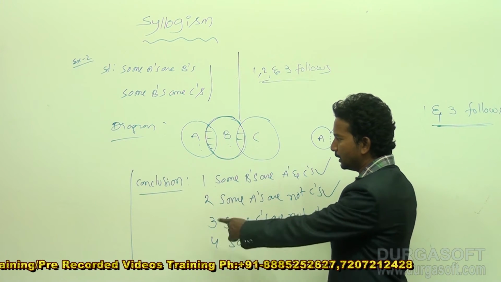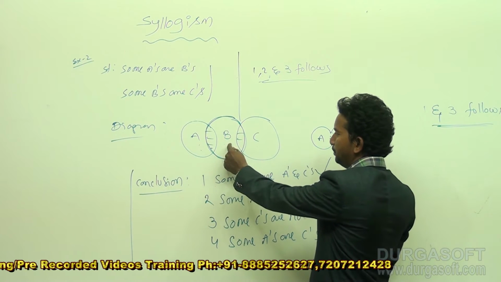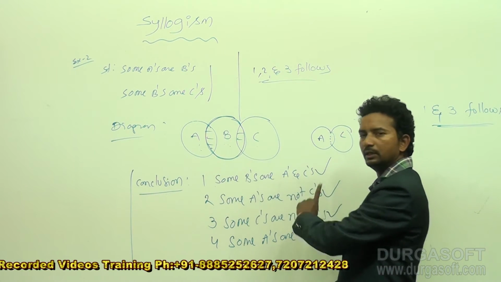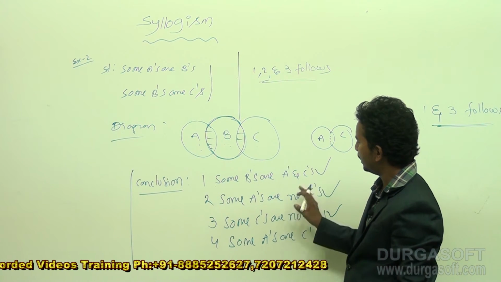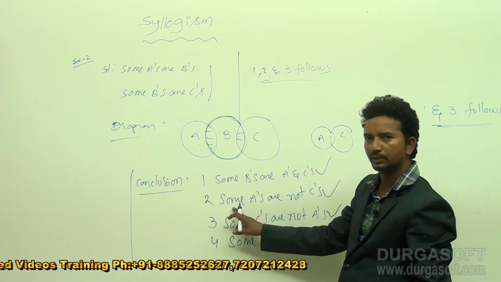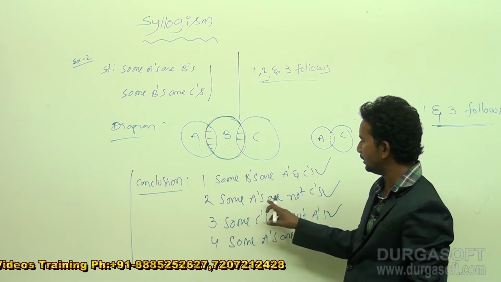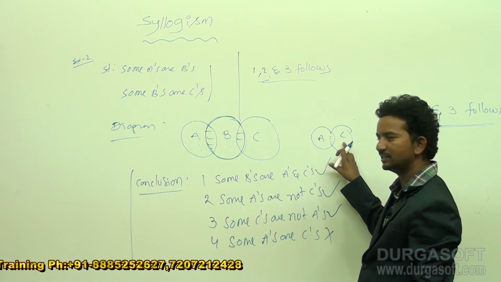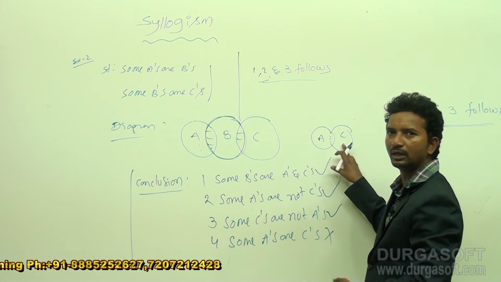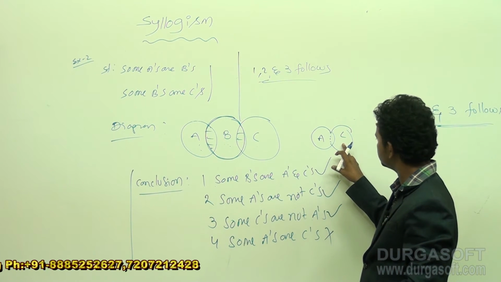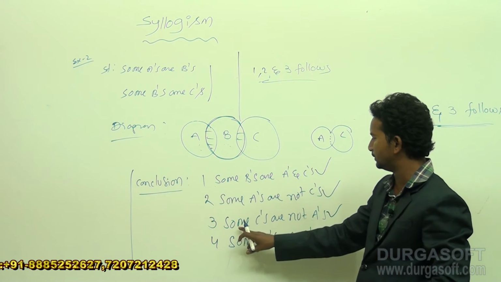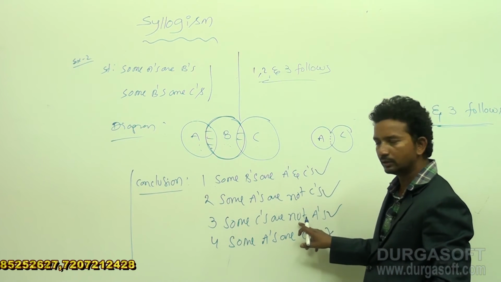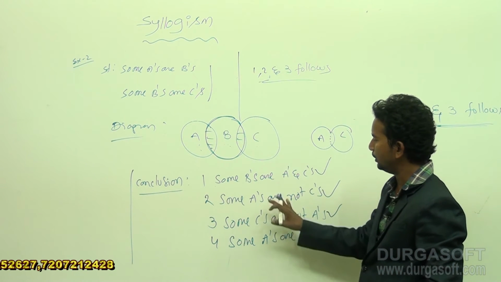Okay, coming to my conclusion number 1, some B's are A's and also some B's are C's. Coming to the diagram, it is 100% true. Now coming to the second one, some A's are not C's. Exactly here, see the diagram, some A's are not C's here. Coming to this one, some C's are not A's. Also some A's are not C's, some C's are also not A's. This one also. Only 1, 2, 3.